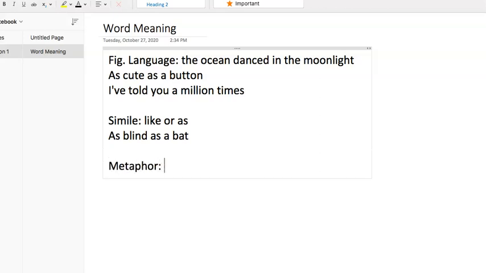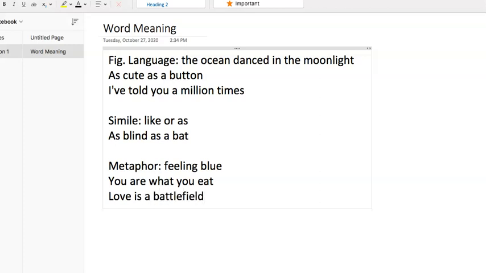Metaphor, also a comparison, but much more direct, right? So it'll draw a verbal picture, but you'll have word phrases like feeling blue, right? You're comparing it to something else, but without the words like or as, then you're much more likely to see a metaphor. A couple others: you are what you eat is a metaphor. It's commonly used, and I've seen it on tests before. It was a battlefield. So those are all different kinds of metaphors. Okay, so there's those three.